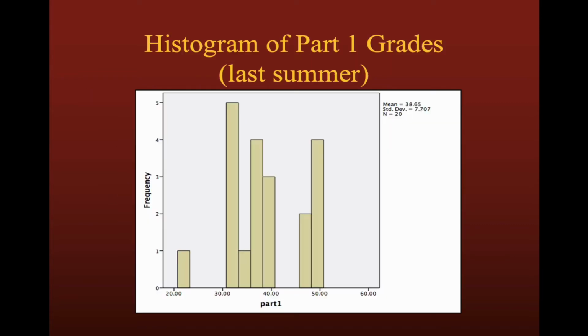So here's a histogram of the grades that we talked about from last semester. As you can see, we have one person who scored about a 22. Then we had a number of people scoring in the 30s, a few people scoring in the 40s, and then some more who scored in the 50s. Just recognize that there are gaps in this histogram because there were people who didn't score within those particular ranges. So, for example, nobody scored a 25, so there's no bar there for 25. It's basically indicating that no one scored that particular value.